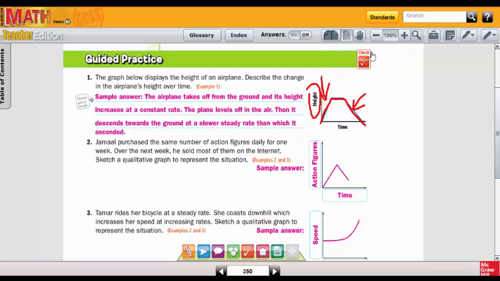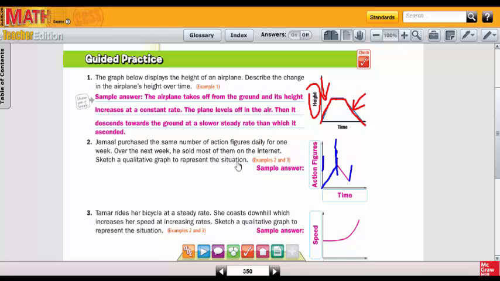Problem number 2, we have Jamal purchasing the same number of action figures daily for 1 week. It's because he's purchasing the same for 1 week. We would have a straight line where we have a constant rate of change. And then it says over the next week, so the distance from here to here should be the same as the distance from here, again, here to here, because there's a week in each case. A week to buy them, and then a week to sell them. He sold most of them on the internet.